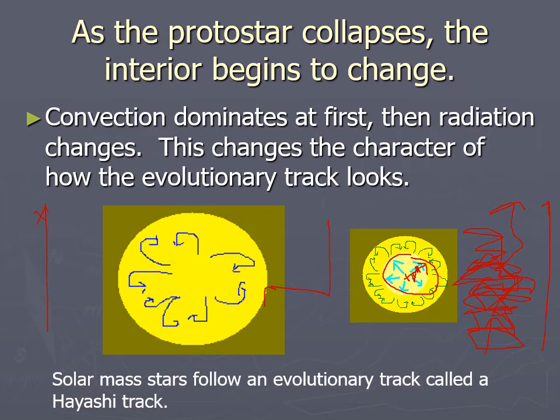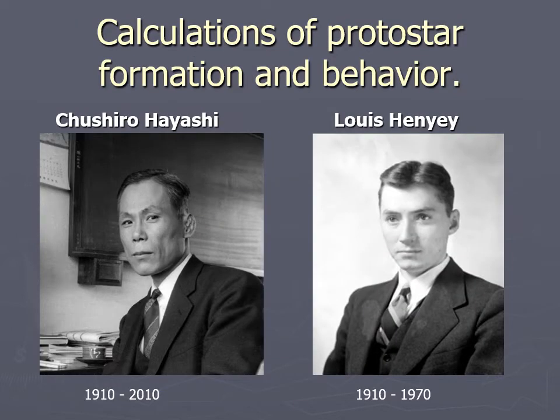And so we call that the Hayashi track, named after a couple of astronomers, Hayashi and Henyey, who calculated how this would behave for protostars. And they calculated that stars that are about the size of the sun, and a little bit bigger than the sun, and maybe a tiny bit smaller than the sun, go through this Hayashi track. And that changes the internal structure of the sun. So the sun has this region in the middle that's radiative, and the outer part is convective.